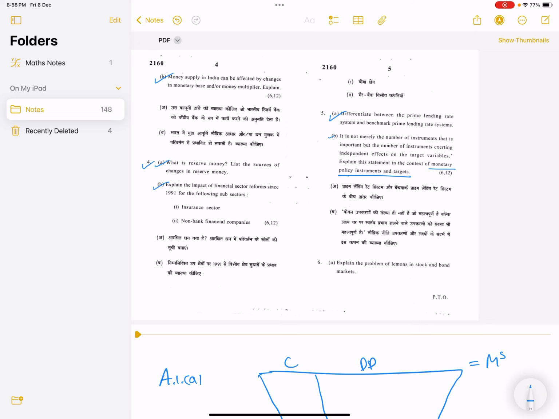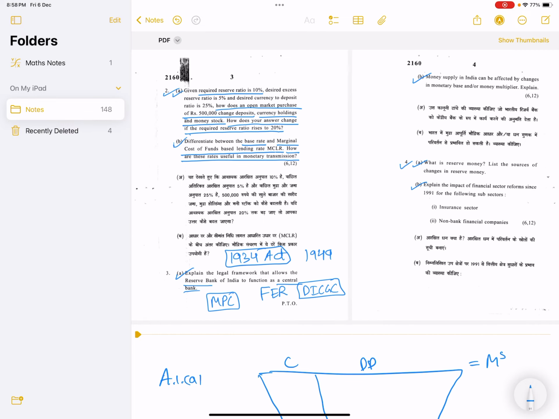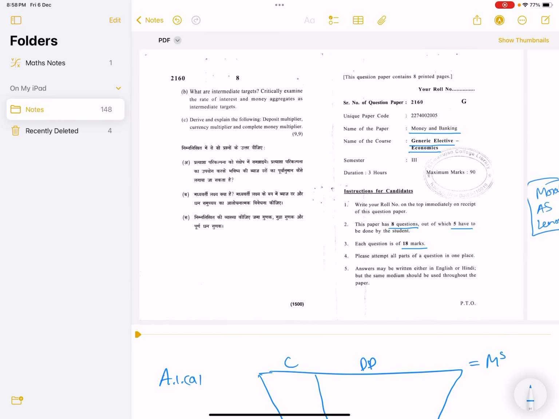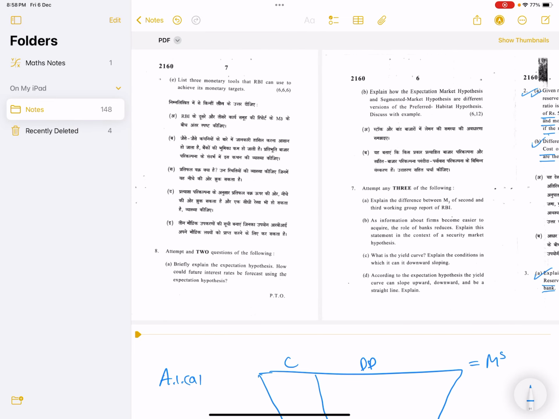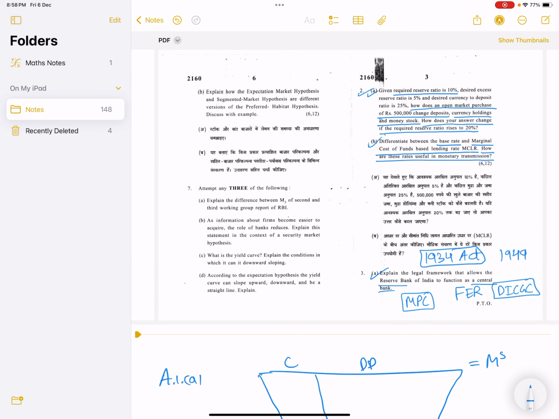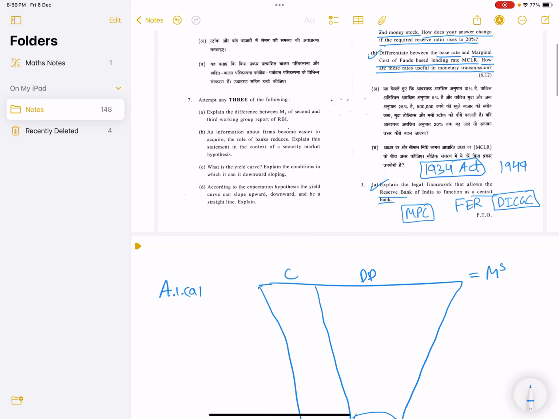Now coming to 6th D, explain the problems of lemons in stock and bond market. I'll explain this at the end of the video. Okay, we are supposed to solve this. Explain how the expectation market hypothesis and segmented market hypothesis are different versions of the preferred habitat hypothesis. Discuss with example.